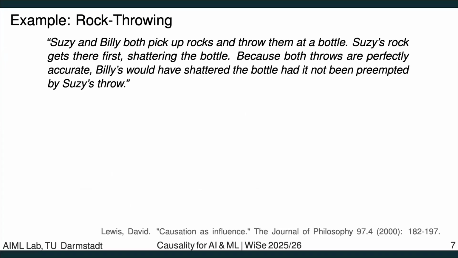So the leading example throughout this lecture will be that one of rock throwing. So let's say we have Susie and Billy, and they both pick up rocks and throw them at a bottle. And Susie's rock gets there first and shatters the bottle. But just in case she hadn't hit the bottle, Billy's stone would also have shattered the bottle. And in this scenario, we assume they throw perfectly, so we have no noise or randomness. This can be relaxed, but it makes reasoning a bit easier in the beginning.